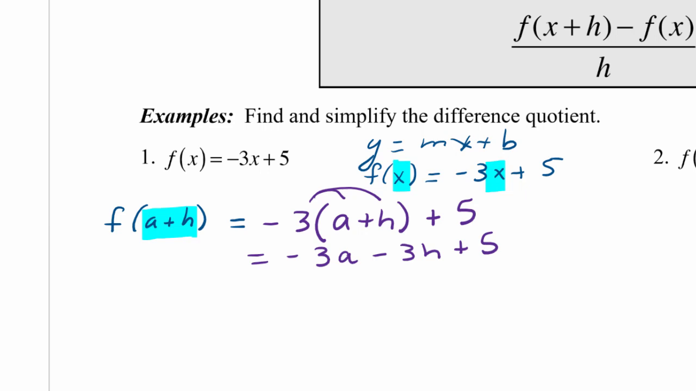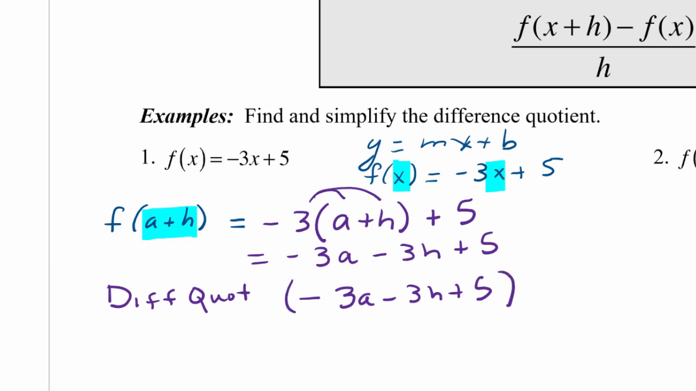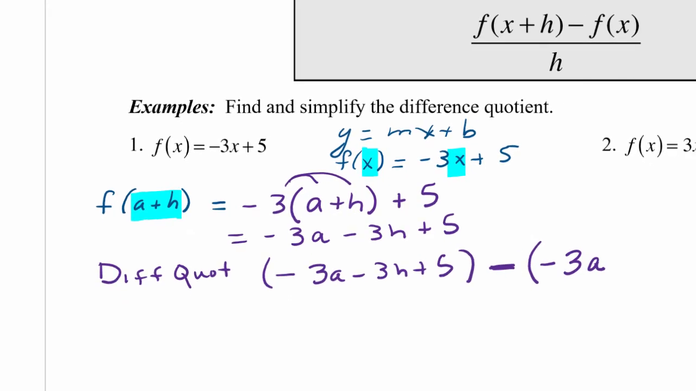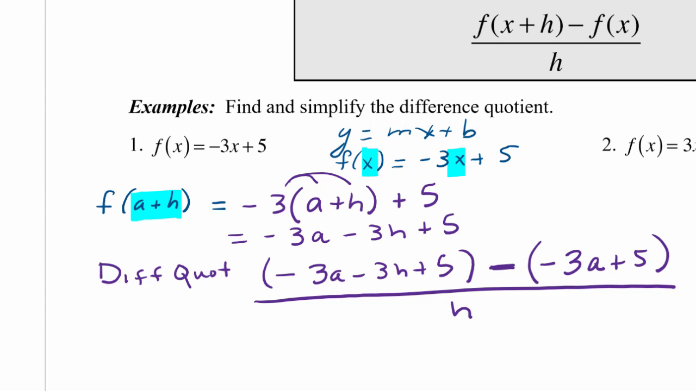Okay, so now for the difference quotient, we are going to take f of a plus h, so that's negative 3a minus 3h plus 5. Okay, so that's our f of a plus h right here. And from that, we're going to subtract f of a. So now what's f of a? Well, remember, it's our function where we have replaced the x with the a. So I'm going to write negative 3a plus 5, and then that whole expression is going to be divided by h. So make sure you write that division bar all the way across like that.